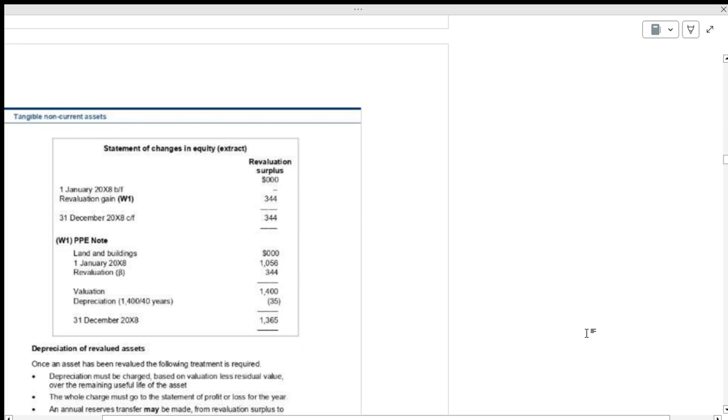The same thing they have done. They have shown it in the statement of changes in equity. They have shown 3,000. On January 1st this much is the amount. Revaluation gain is 344. Total value is 1,500 and depreciation is 35. The December value is the carrying amount, and I am very much concerned about this. The concept of carrying amount should be very, very clear.